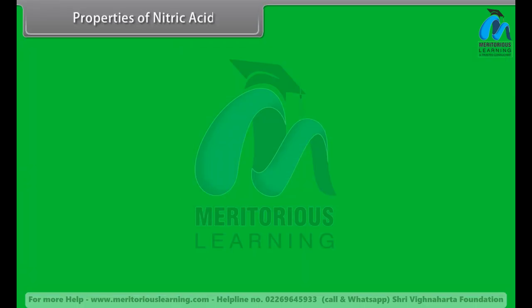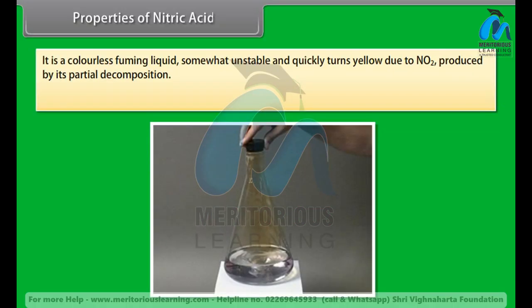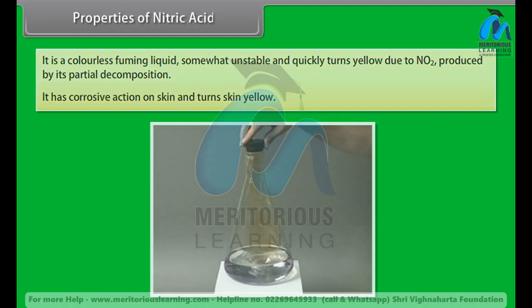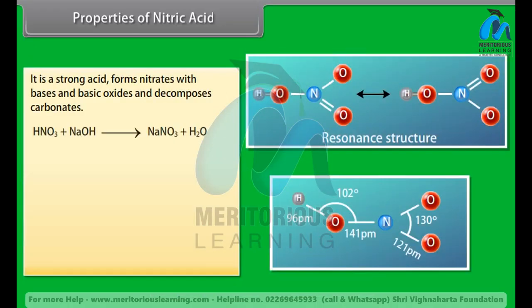Properties of nitric acid. It is a colorless fuming liquid, somewhat unstable and quickly turns yellow due to NO2 produced by its partial decomposition. It has corrosive action on skin and turns the skin yellow. It is a strong acid, forms nitrates with bases and basic oxides, and decomposes carbonates.